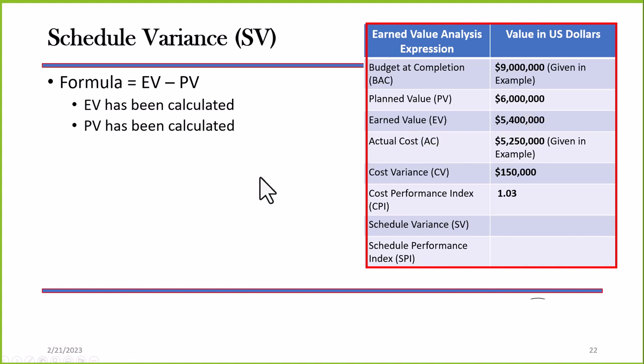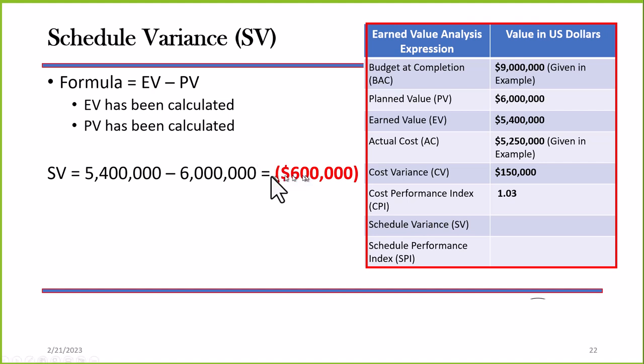So we plug those numbers in. This is a problem. We have a red, a negative $600,000. So in other words, we are $600,000 over budget, SV. So now we're going to use that then.